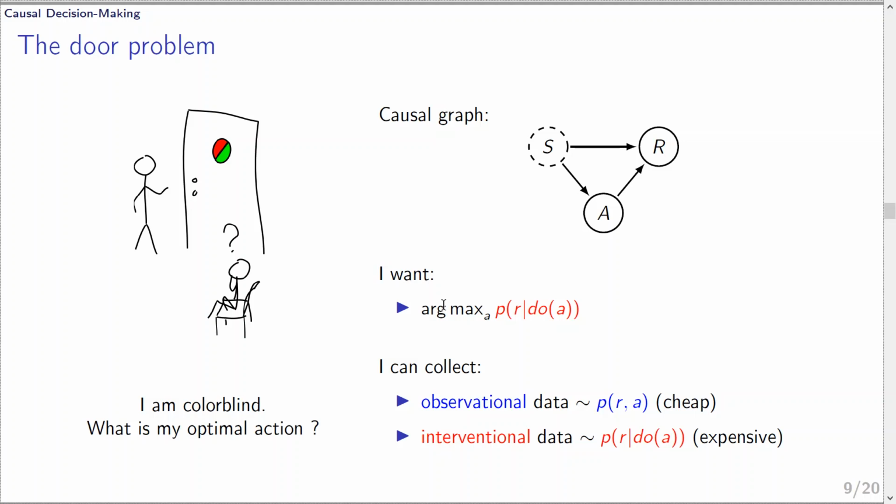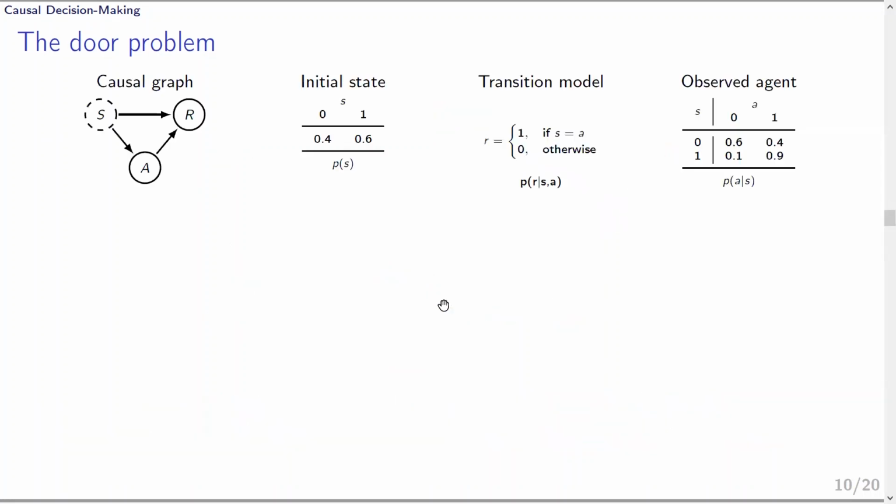Okay, so you can see immediately that what I talked about, the hidden confounder, you have it. There is a confounder between A and R, and you don't observe it because you're colorblind. So there will be issues. So let's look at that with numbers.